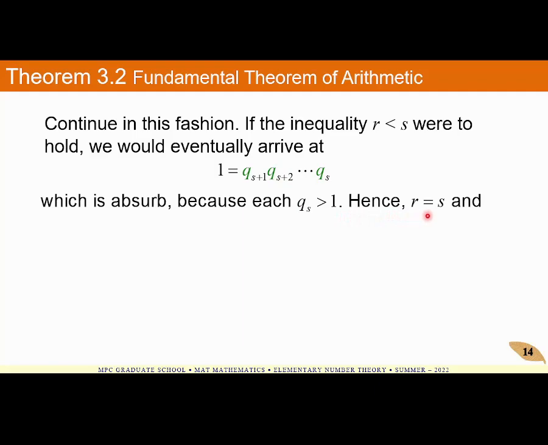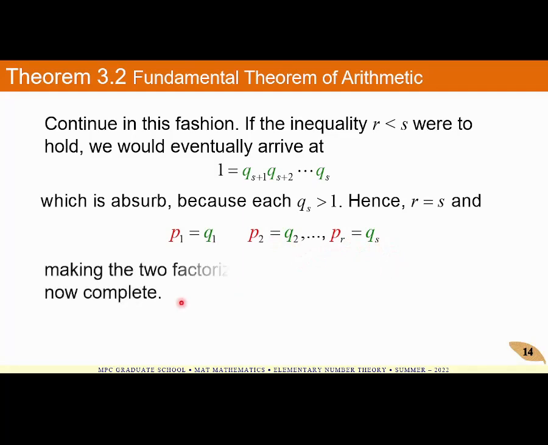Hence, r is equal to s. And p sub 1 is equal to q sub 1, p sub 2 is equal to q sub 2, up to p sub r is equal to q sub s, making the two factorizations of n identical. The proof is now complete. End of proof.